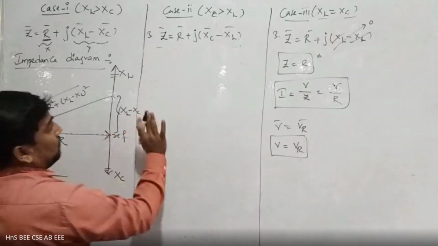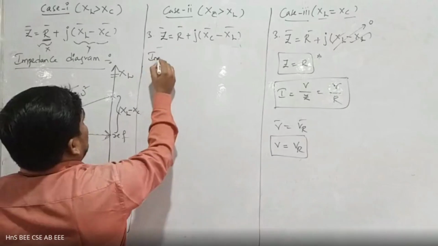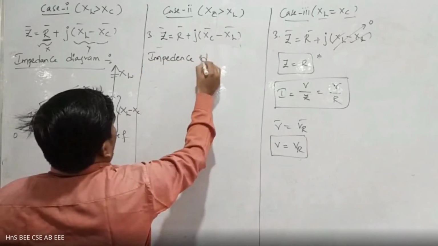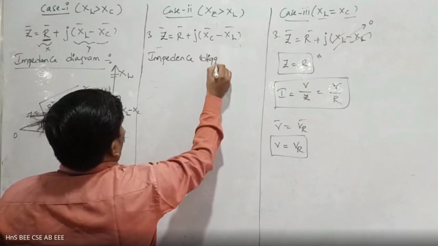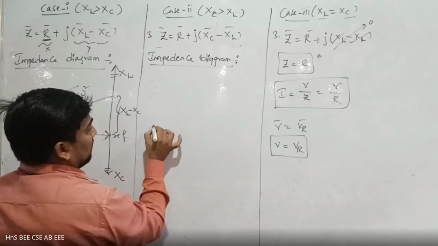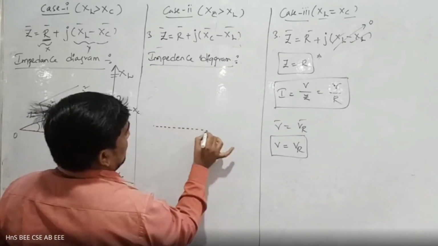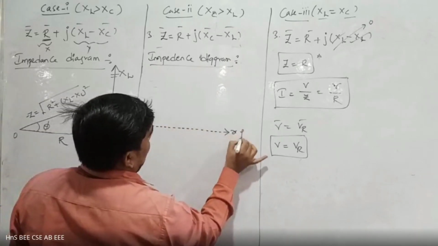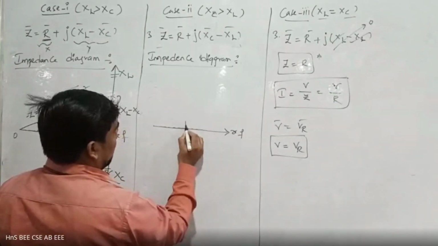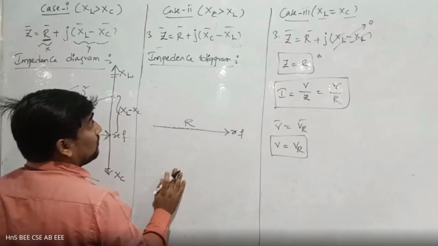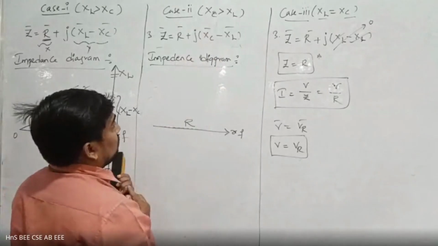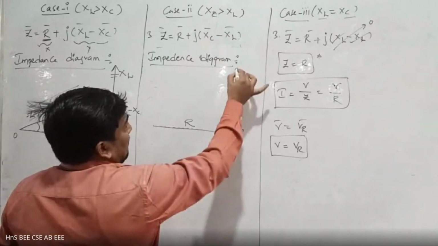Now case number 2. First you need to draw the impedance diagram. You need to draw the reference line first. That reference line is the x-axis. And which is the real part? R is the real part. And which is higher value in both XL and XC? The XC is higher value and positive.